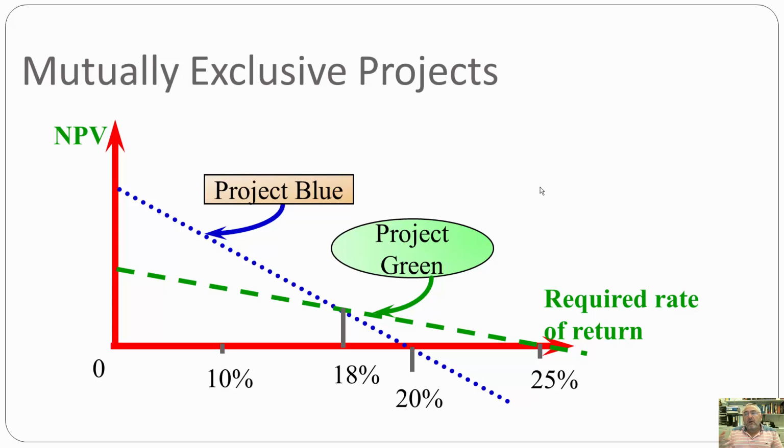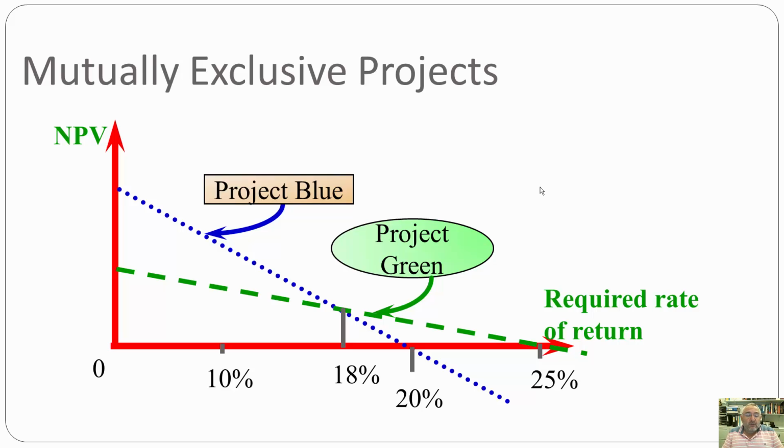Now it's clear that they're going to decrease at different rates. They're different projects. They have different timing of cash flows. So if we're increasing the discount rate, in other words, we're searching for an internal rate of return for a project. For Project Blue, we hit a net present value of 0 at 20%. That means that is its internal rate of return. But for Project Green, because of the timing of its cash flows, we've got to crank it all the way up to 25% to get that net present value down to 0.